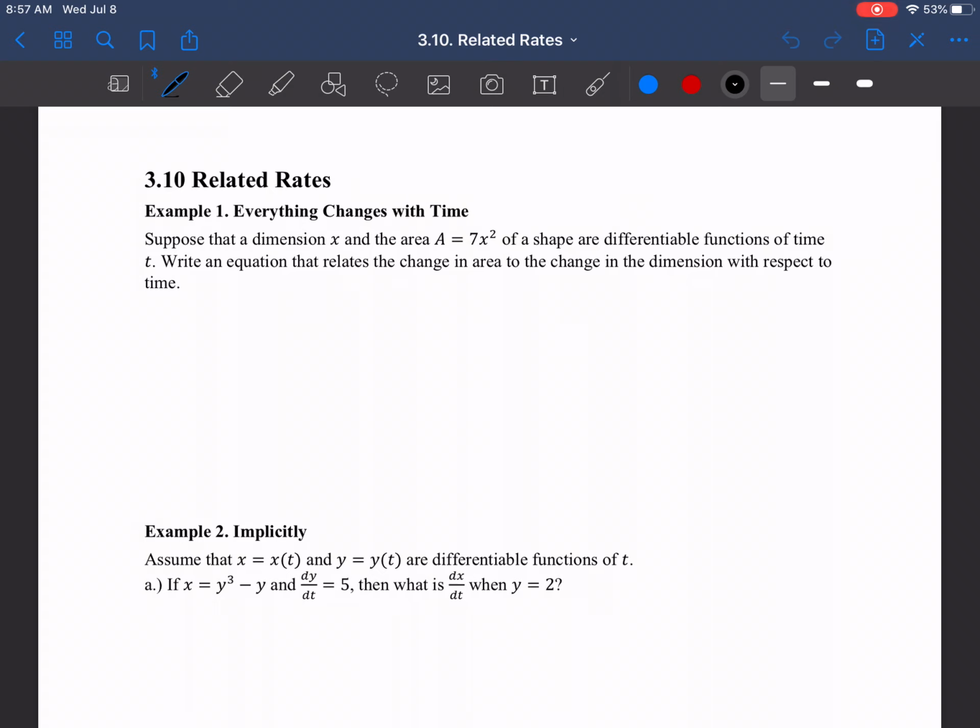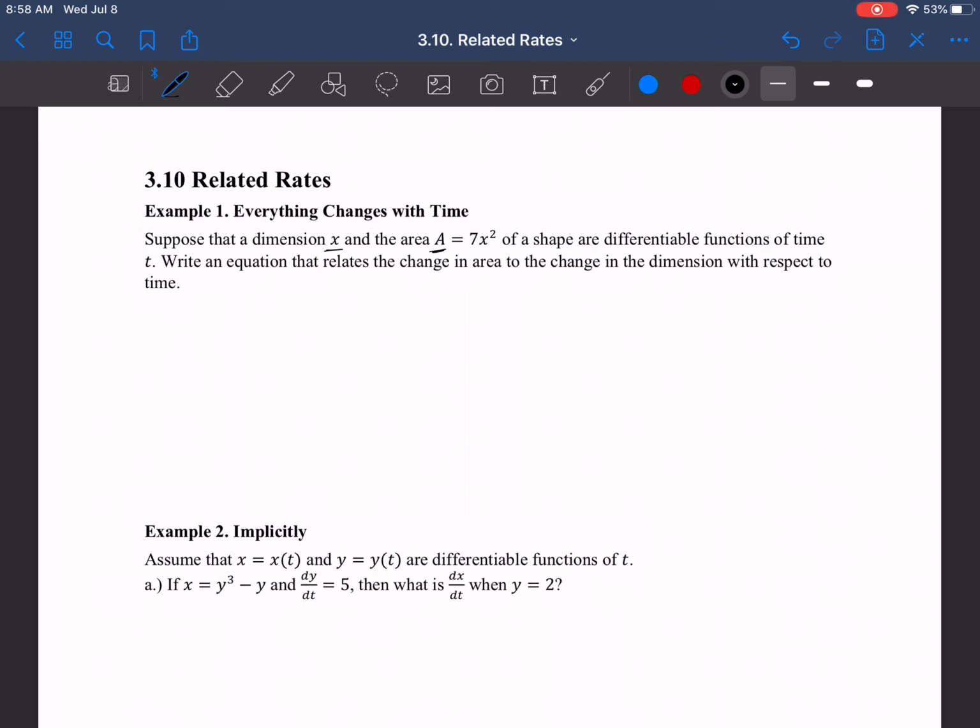Suppose that a dimension x and the area A equals 7x squared of a shape are differentiable functions of time t. Write an equation that relates the change in area to the change in the dimension with respect to time. So we have the dimension x and an area and how it relates to x, and we're assuming both are differentiable with respect to time. So we need something that relates the change in the area to the change in x, the dimension being x.